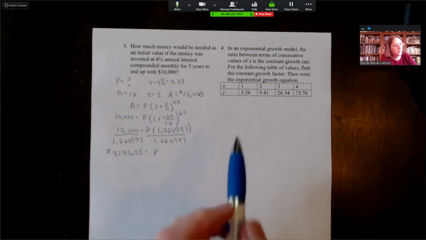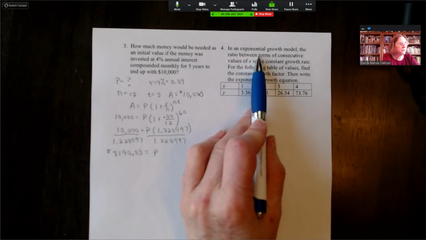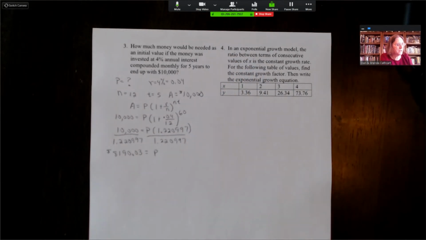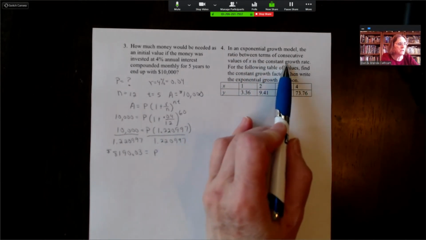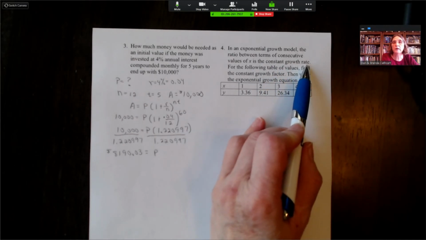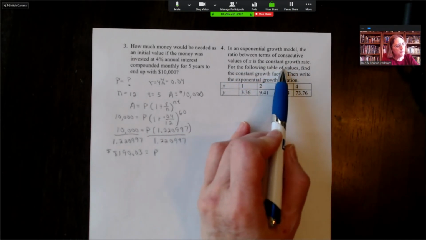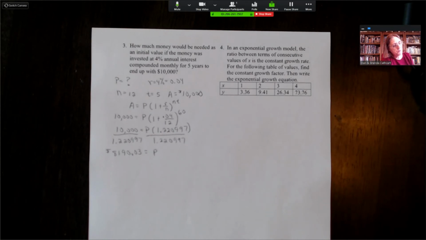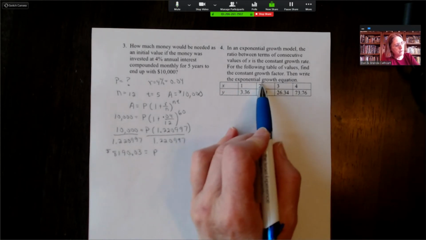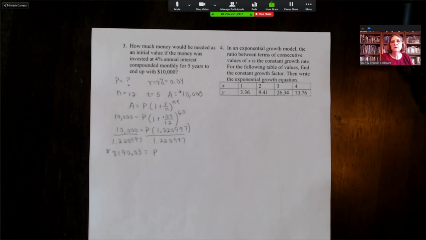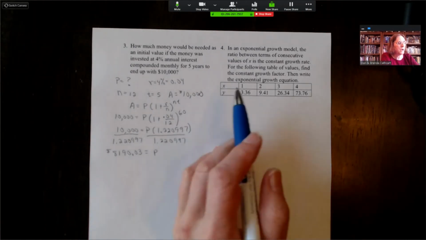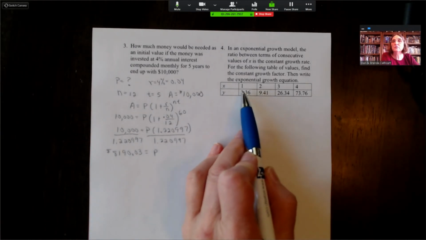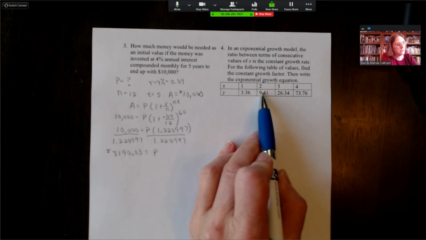In an initial growth model, the ratio between terms of consecutive values of x is going to give us the constant growth rate. For the following table of values, we want to find the constant growth value, or the growth factor. And once we find that, we want to write the exponential growth equation. So let's see what the ratio between consecutive terms is for each one of these.